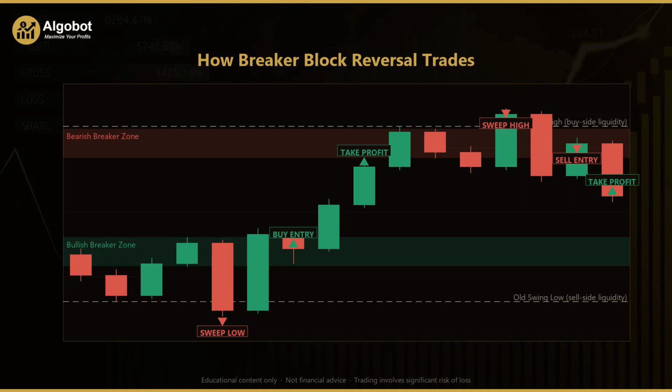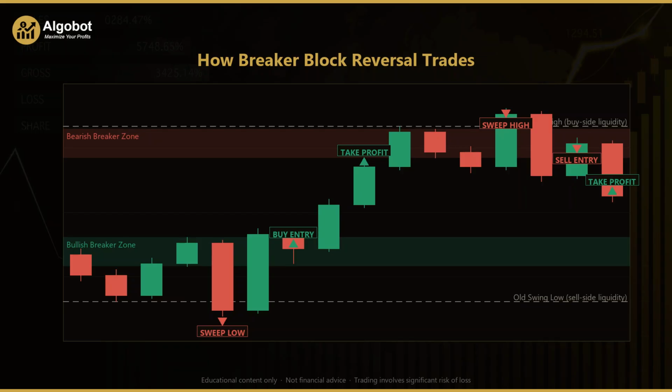When price rallies back up into the red zone but fails to hold, the sell entry fires, with the stop placed above the swept high. Price then rolls over and slides into its take profit. Two clean, structure-defined reversals, each built on a trap and a shift.